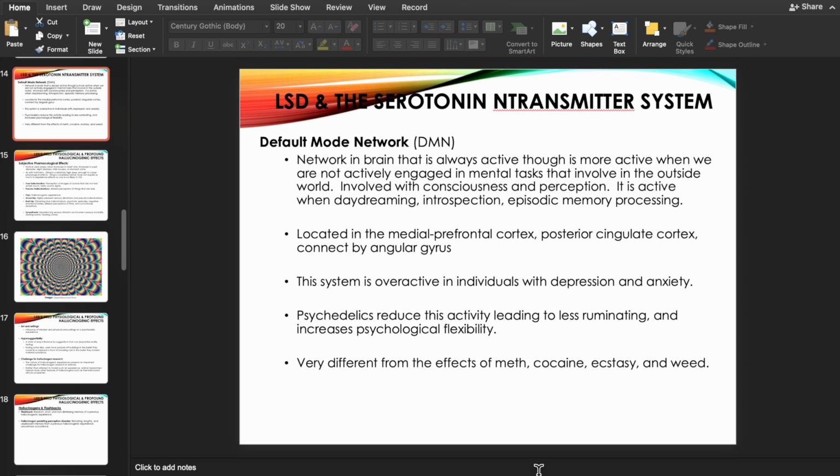The DMN is overactive in people with depression and anxiety. This is because it's responsible for things like introspection and memories for personal experiences. People with depression and anxiety tend to ruminate or obsess over things that they experienced, their bad experiences. So if psychedelics reduce activity in the DMN, then they would, in theory, reduce depression and anxiety. Here's another angle. The DMN has to do with the sense of self. Psychedelics pretty much remove that sense of self from the scenario and allow your brain to think objectively.